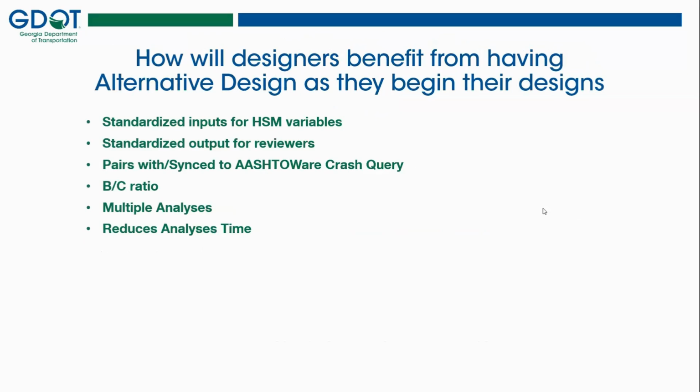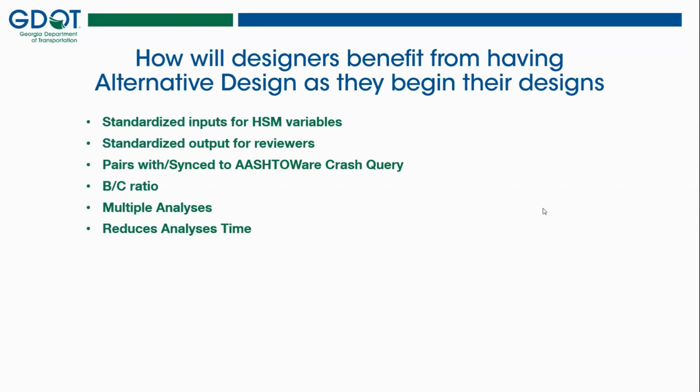All right. So how can designers benefit from having alternative design as they begin their designs? A couple of things that jump out to me are standardized inputs for these HSM variables. All the designers are putting these in the same way, the same shape, the same form. So everyone's putting them in feet and not miles. You're not worried about what this one means, or whether we are doing this one in quite the same way. It's a little bit of plug and chug, so you don't have to be as familiar with the HSM to use this tool.